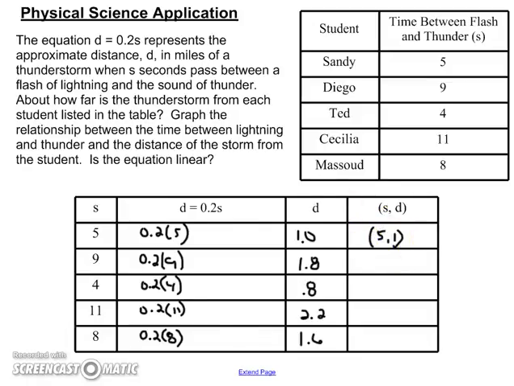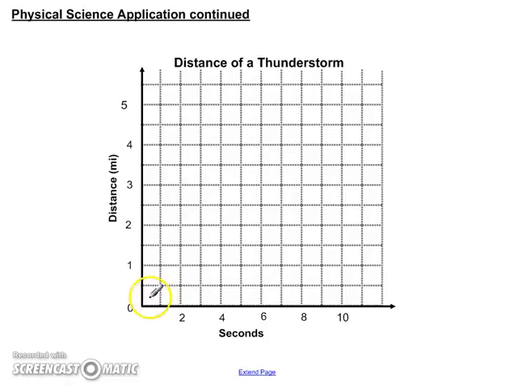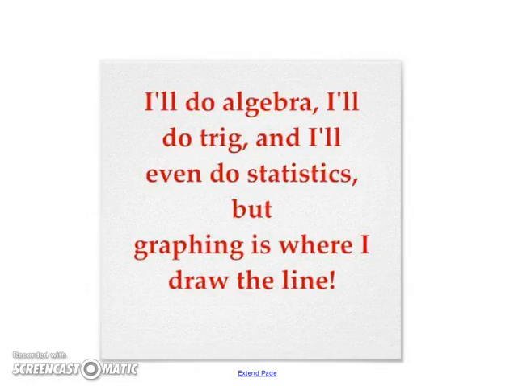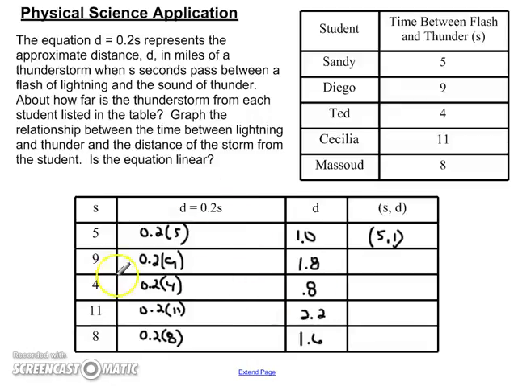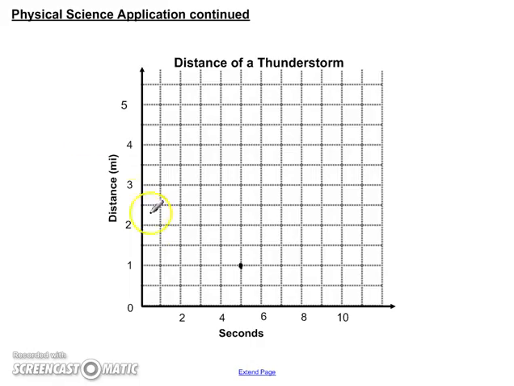So I'm actually going to flip to my next slide, and I'm going to graph it as I go along. So 5 seconds gave us 1 mile away, and I will plot the point. Oops, sorry, wrong direction. Go back here. 9 seconds gave us 1.8 miles away in distance. Okay, so 1.8. So 9 seconds is there. 1.8 is approximately right there. So I will go ahead and plot my dot. Okay, let me go back.